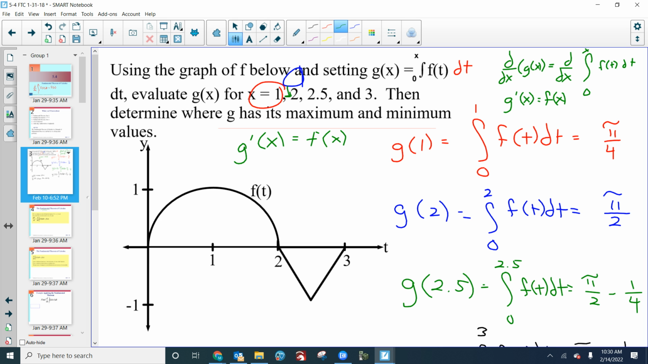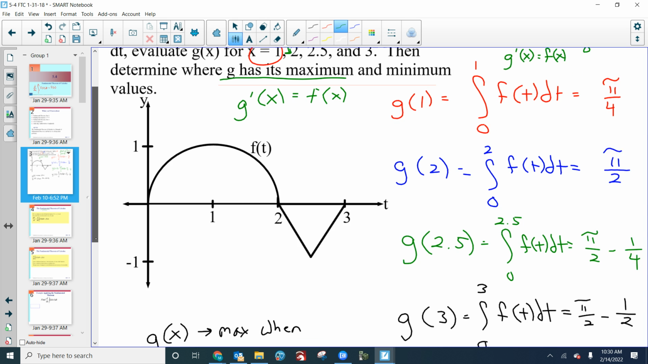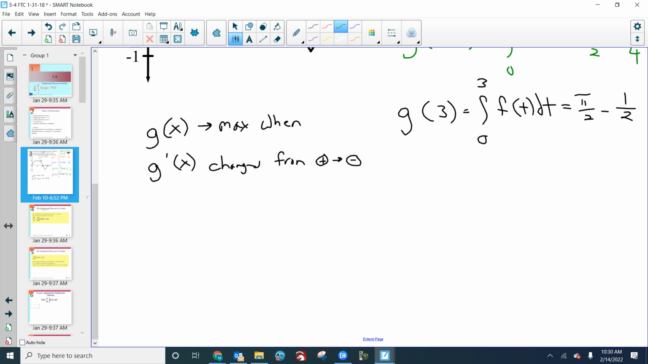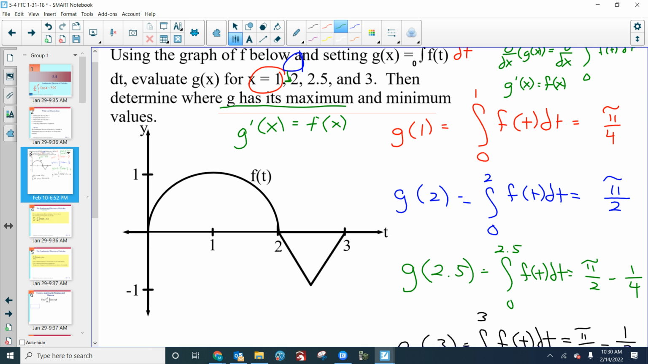If we're looking for where g has a maximum, and I'm looking for where g prime changes from positive to negative, can't I look at where f changes from positive to negative? That's awesome, because we're looking at the graph of f. Where does f change from positive to negative? 2. G has a local maximum at x equals 2 because g prime changed from positive to negative there. Does that make sense?